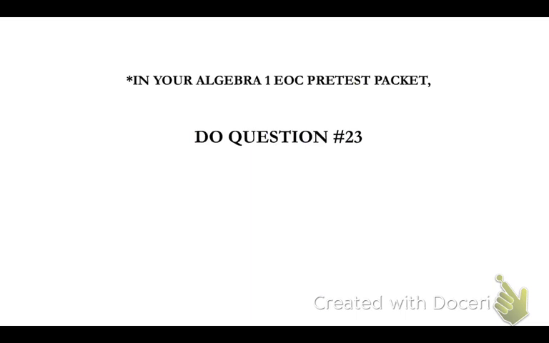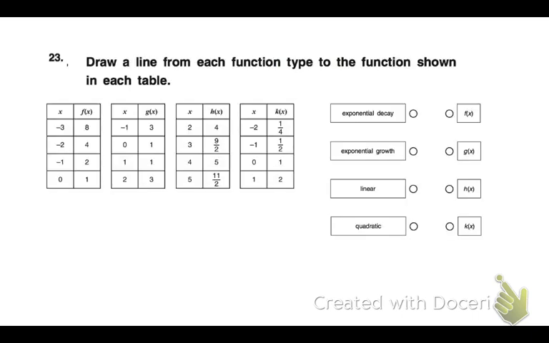Now go to number 23 in your pretest packet, and let's use this information to work this problem. So it says draw a line from each function type to the functions shown. So let's look at f of x. Notice that the x values are increasing steadily, so we can compare the y values. I notice that I go from 8 to 4 and then down to 2 and down to 1. So I am dividing by 2 each time. So that is the earmark of exponential decay when I'm dividing.